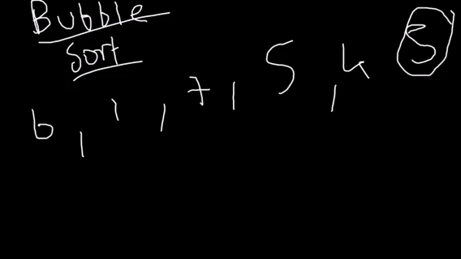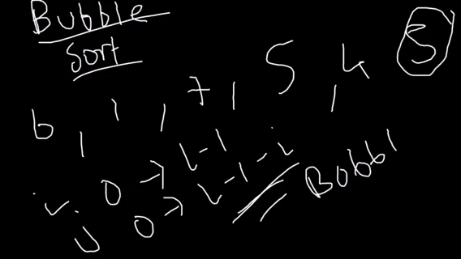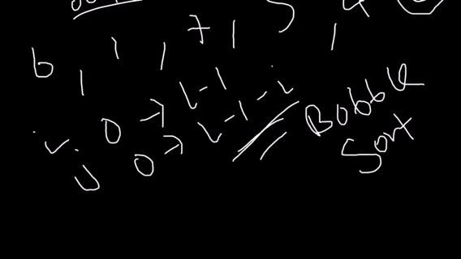Now in the first loop, the I loop, we go from 0 to L minus 1, and the second loop, the J loop, we go from 0 to L minus 1 minus I, and this is essentially your bubble. I'm going to show you why bubble sort is pretty cool. So keeping this in mind, let's try to sort our array.